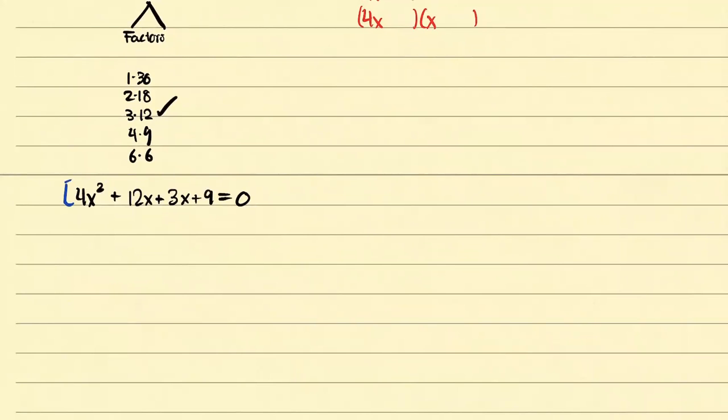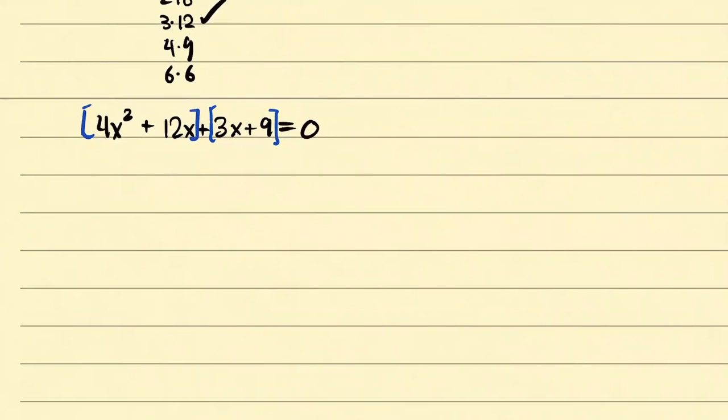I'm going to factor this guy and this guy. So what are some common terms I can factor out of 4x squared and 12x? Well, certainly I can factor an x out, but I can also factor a 4 out. If I factor a 4x out, I'll leave an x plus a 3. Plus, and I'm going to factor a 3 out of the other term.